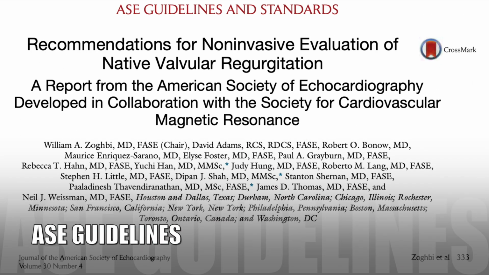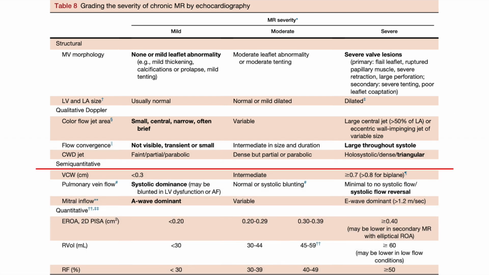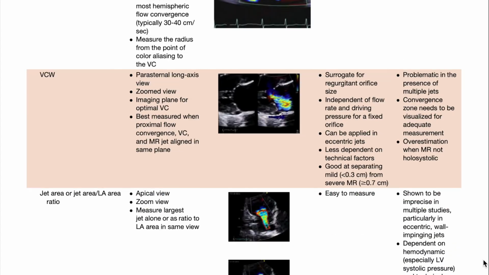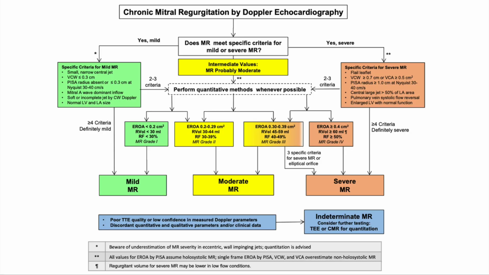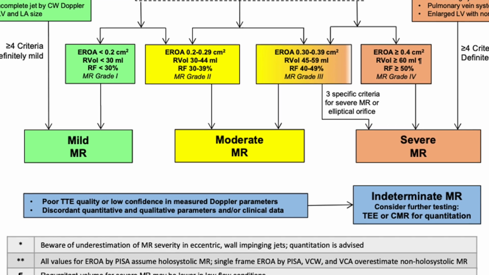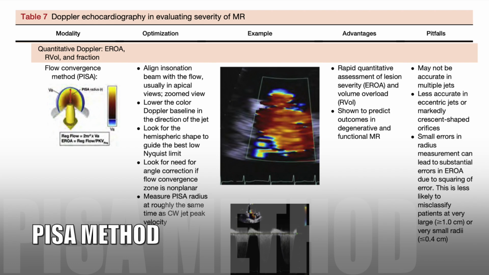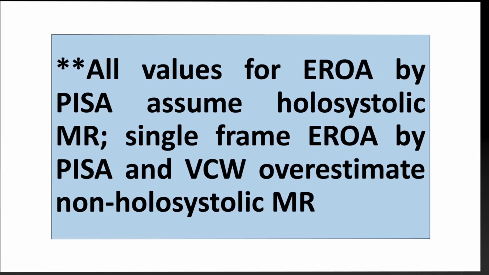Now, the ASE guidelines discuss the qualitative, semi-quantitative, and quantitative approaches to assessing regurgitation. Each of these methods has its own advantages and pitfalls, so the algorithm incorporates a lot of these. Since quantitative approaches are the preferred approach to assessment, I'll focus on the PISA method because it is the most used method of quantifying regurgitation. But keep in mind, it is not perfect.